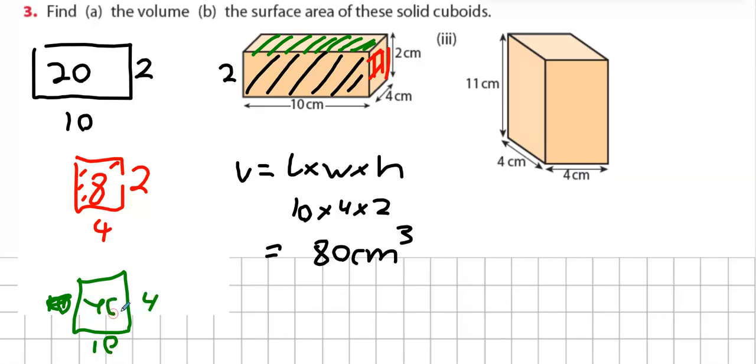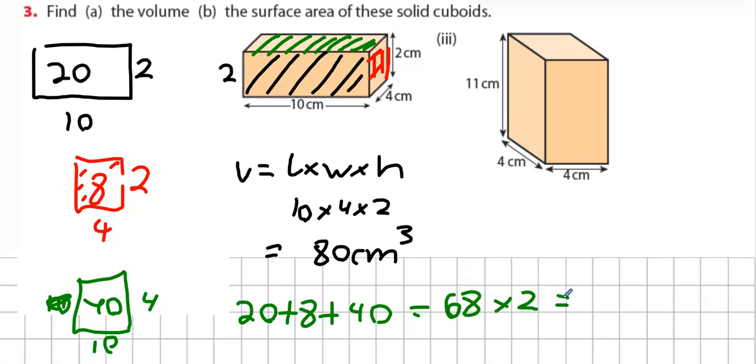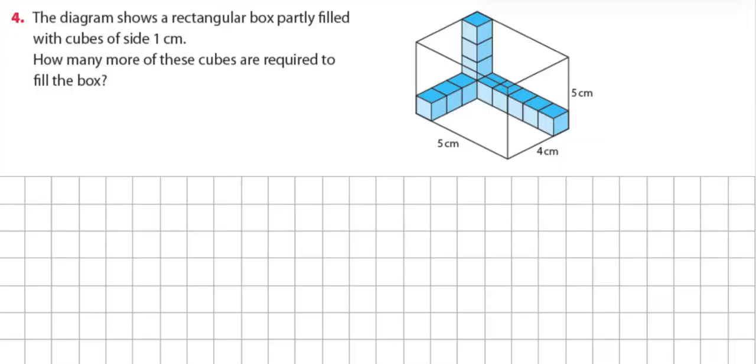So if I want to find the surface area, what do I do? I do 20 plus 8 plus 40. And that's only 3 sides, isn't it? So I have to multiply the answer by what? 2. Because when I multiply the answer by 2, I add in the other 3 sides that I'm missing. I get 136 centimeters squared.